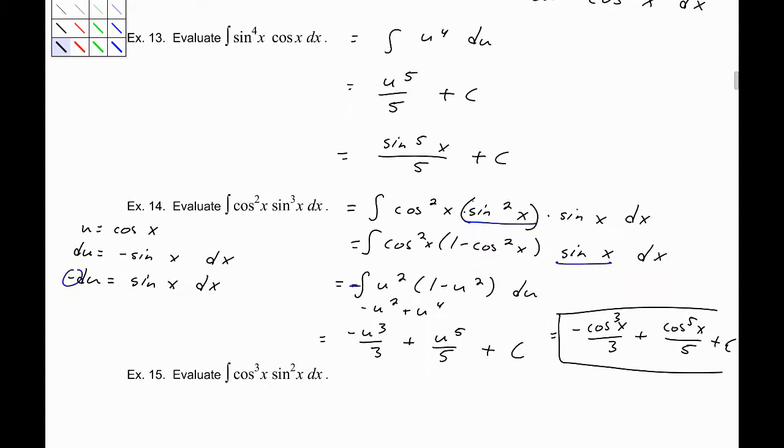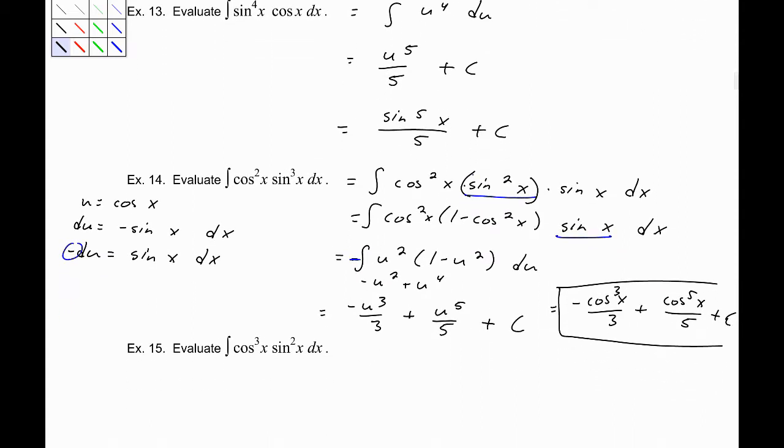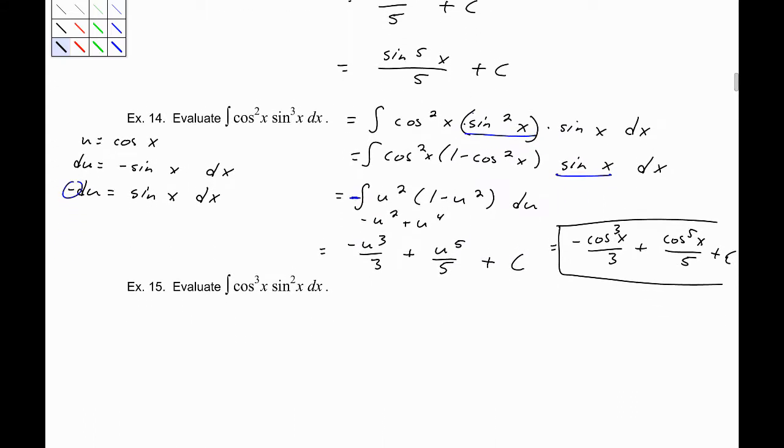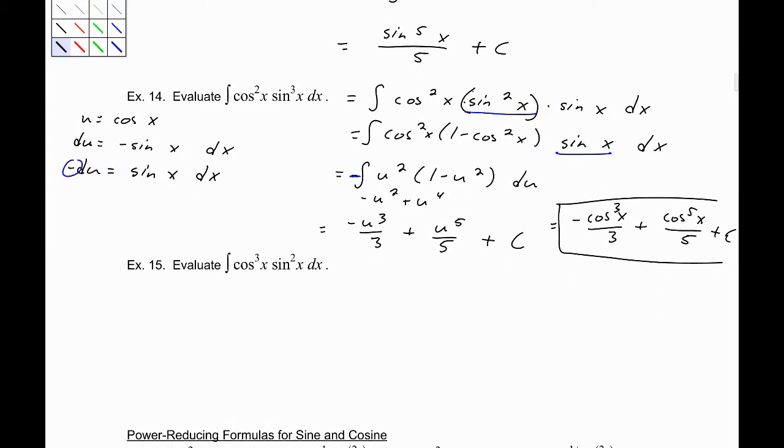So again, our trick is to try to get a single sine or a single cosine. Okay, number 15, do something very similar. With this, I've got a cosine cubed, so I'm going to pull off 2 of those. Okay, so this is going to be cosine squared. Well, that's going to be 1 minus sine squared. So I'm just going to go ahead and write that. 1 minus sine squared x times cosine x sine squared x.